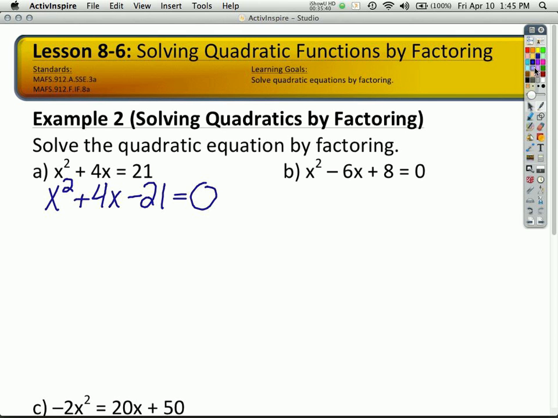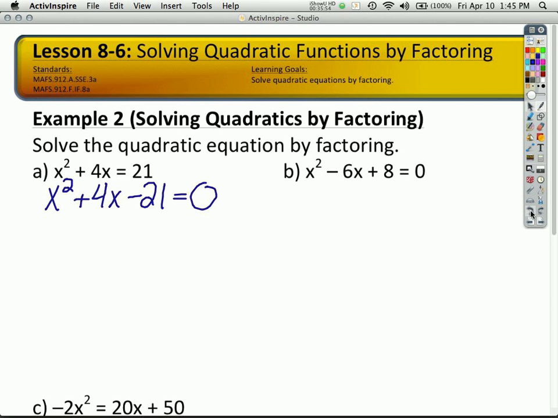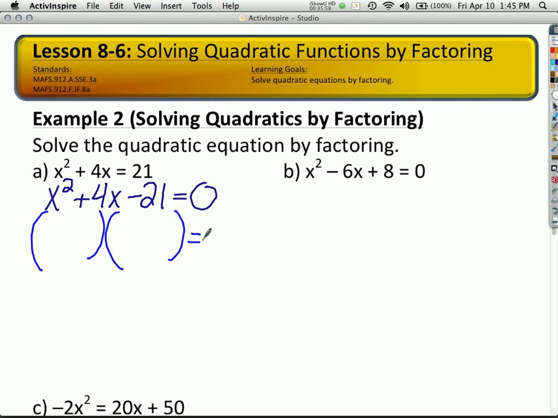There's no greatest common factor. It's not a difference of two squares. It's not a perfect square trinomial. But this is a 1. When that's a 1, that means it's probably going to be able to unwrap the foil. So that's what you do. So go ahead and get your parentheses set up. Make sure you put equals 0. And go ahead, unwrap the foil. Should take you 30 seconds. No calculators even needed.